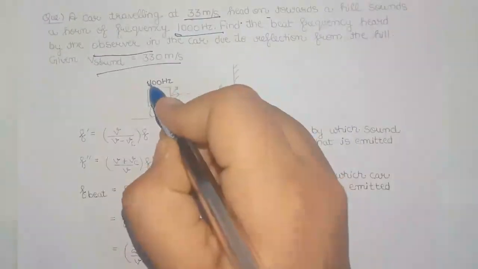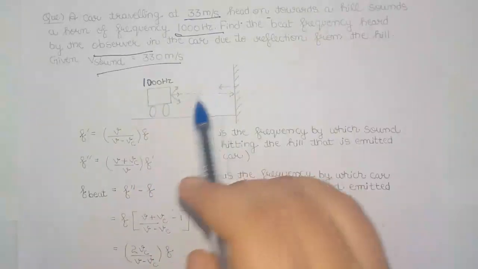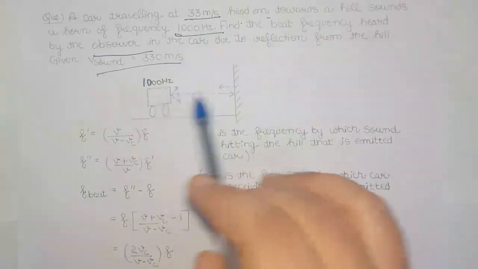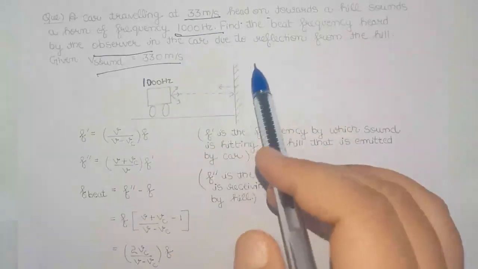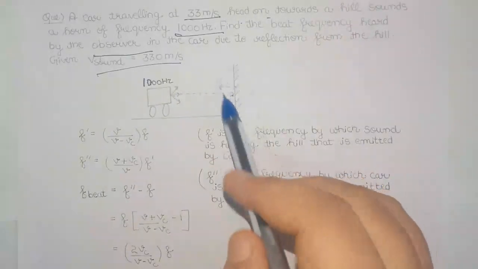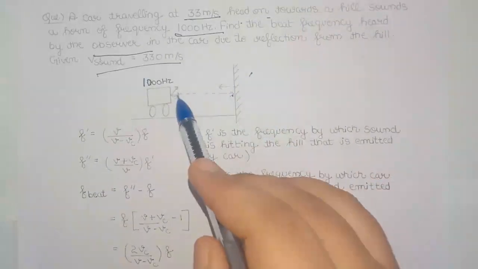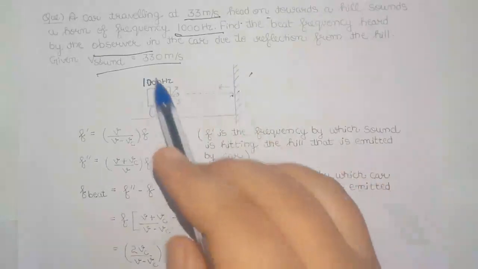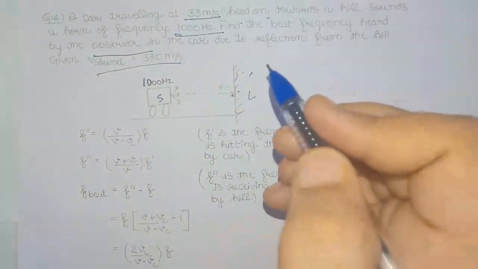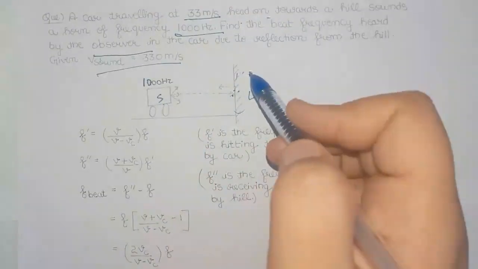Here the car is blowing a horn of frequency 1000 Hertz, and it is moving towards the hill with speed 33 meters per second. This sound will be reflected from this hill. In the first case, where the incident rays are reflected, the car is the source and the hill is the listener. So in that case the source will be approaching the listener.